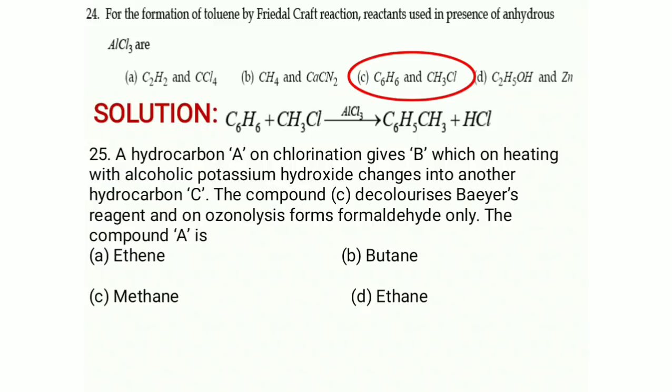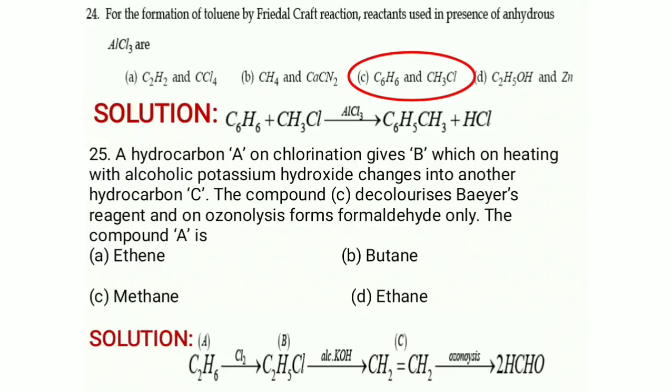Then hydrocarbon A on chlorination gives B, and after ozonolysis, formaldehyde is a product, so definitely the answer should be ethane. Remember, the solution is C2H6, C2H5Cl, alcoholic KOH forming alkene, and alkene on ozonolysis forming 2 formaldehyde. So the answer for this question is D.